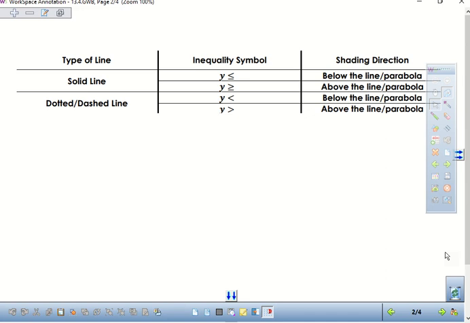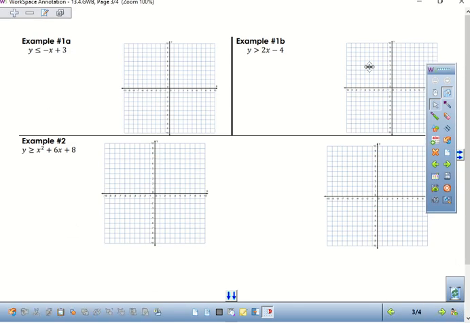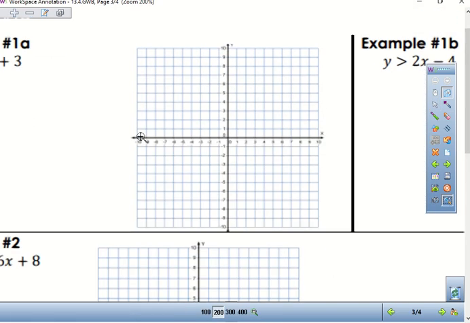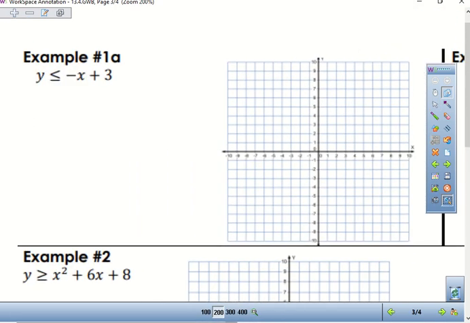We can also use a test point to help us determine if we're shading above or below. A good test point is usually (0, 0). Alright, so let's go ahead and do the first problem together. As you can see, we're graphing a linear inequality.